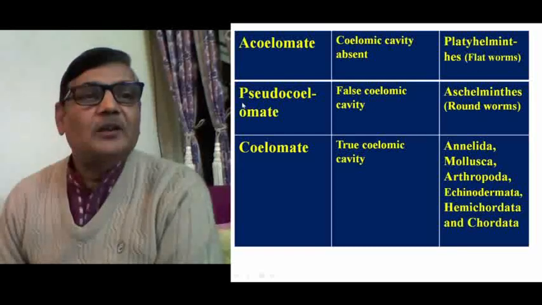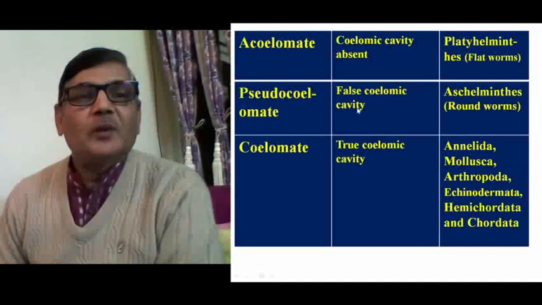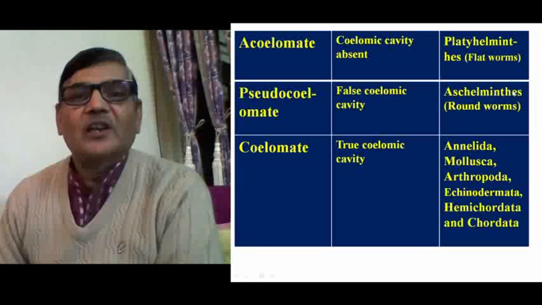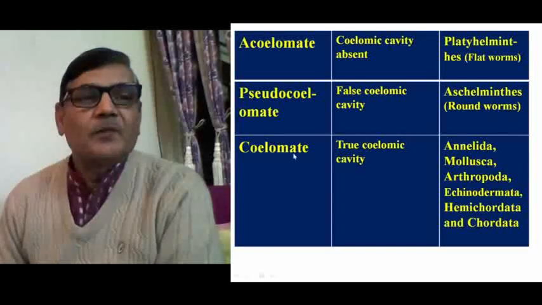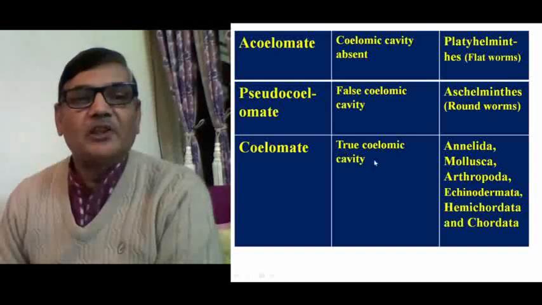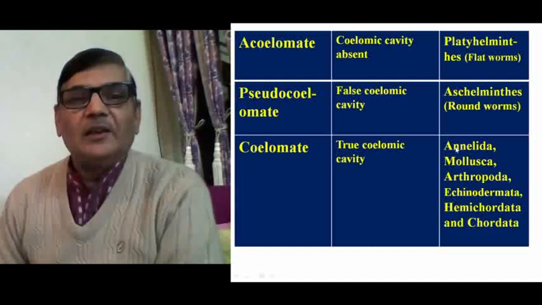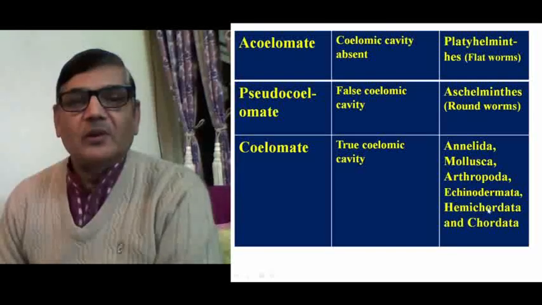Then we have another group of animals, like pseudocoelomate animals, where a false coelomic cavity is there. It is actually due to the presence of blastocoel, and this is found in aschelminths or roundworms. The third condition is of coelomate animals where a true coelomic cavity persists, which is formed by the splitting of mesoderm, and it is seen in animals like annelids, mollusks, arthropods, echinoderms, hemichordates and chordates.